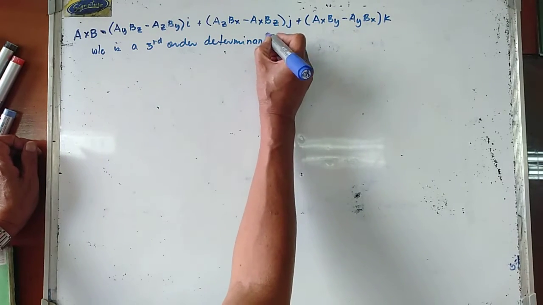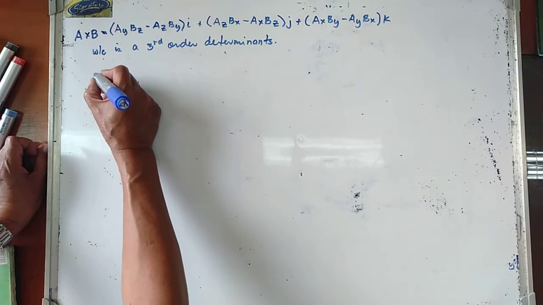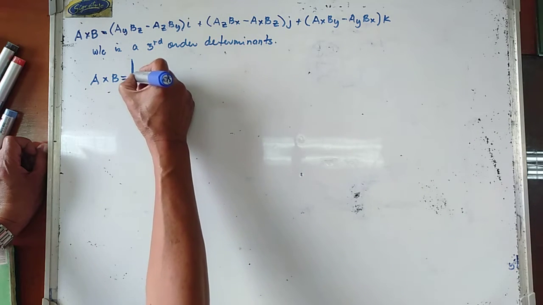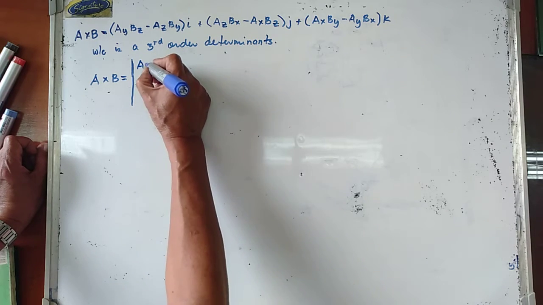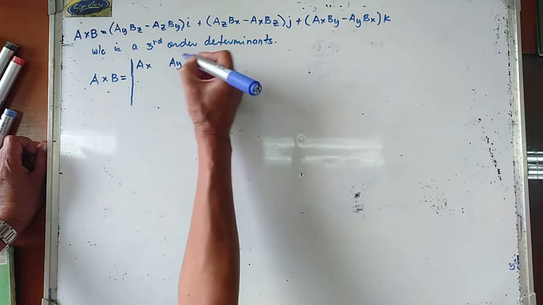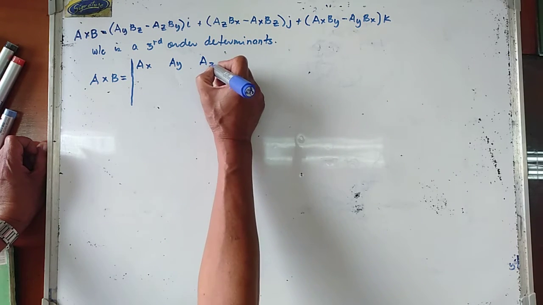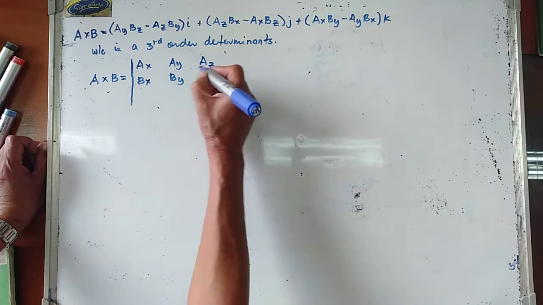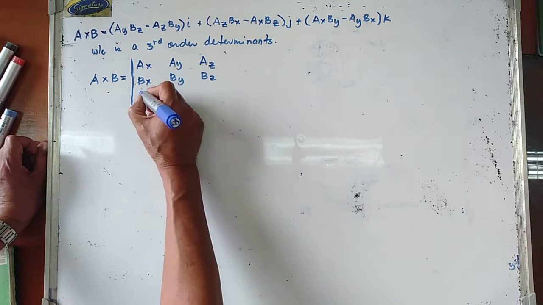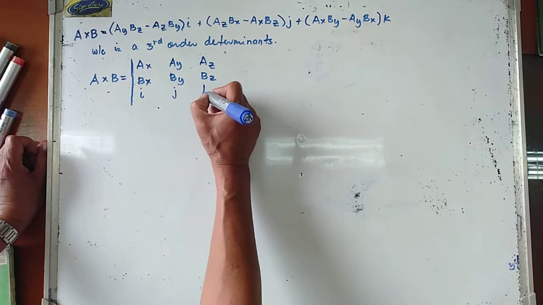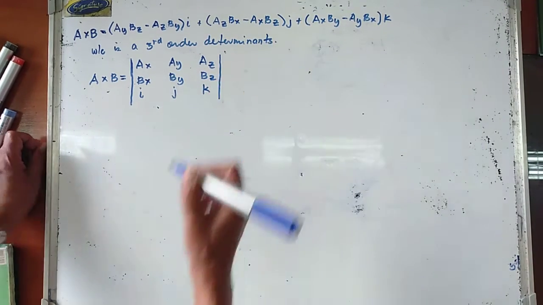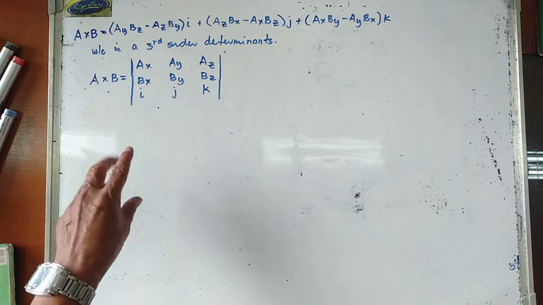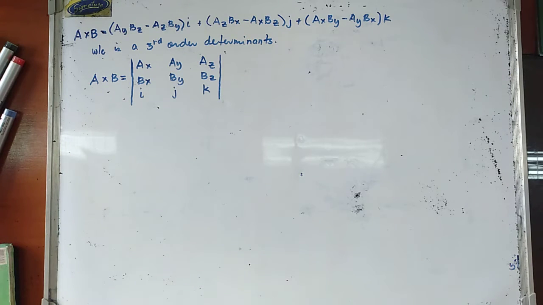This is now a third order determinant. So vector A cross vector B is now equal to: we have your AX, AY, and AZ. Then your BX, BY, and BZ. And then we have your I, J, and K. So let's try to evaluate the cross product of the two vectors using the third order determinant.